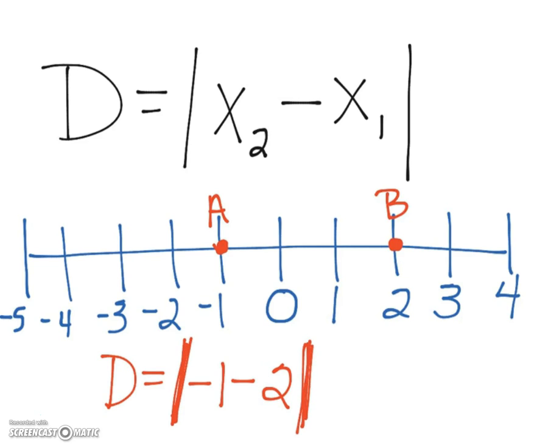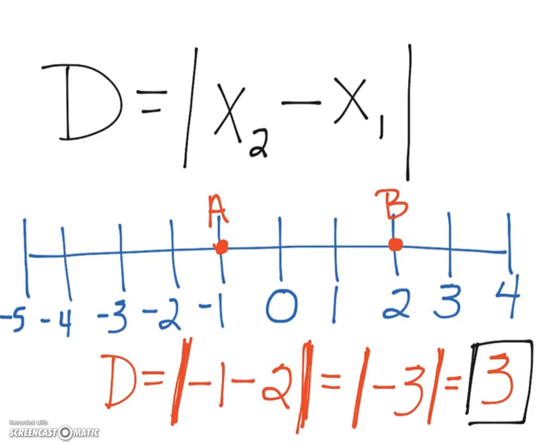Some people want to know which coordinate has to be x1 and which one has to be x2, and it doesn't matter. Either one of them could be x1 or x2 because it's not going to change your answer. Remember that for absolute value bars, we have to solve the inside first. So we get the absolute value of -3, and then when we're ready to drop those absolute value bars, remember that it will make that number positive. So our final answer is positive 3.